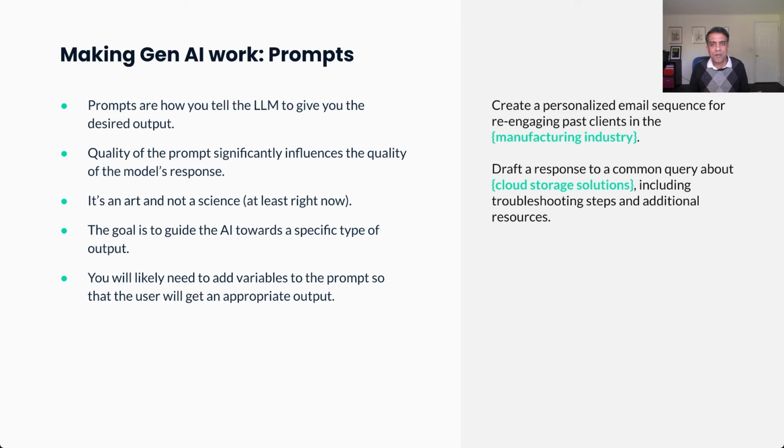For example, you might prompt the system to create a personalized email sequence for re-engaging past clients in an industry. If you're targeting someone in the manufacturing industry, you can specify that as a variable. And because you're specifying the industry each time, the response from the LLM is likely to be much more relevant for that industry.